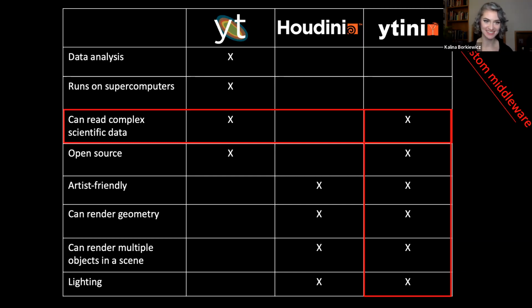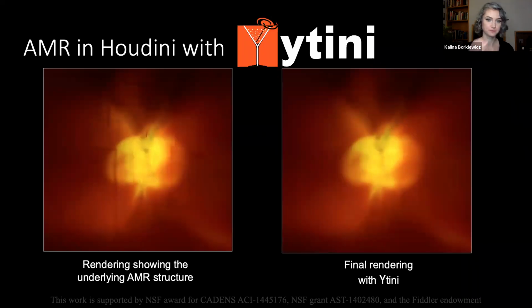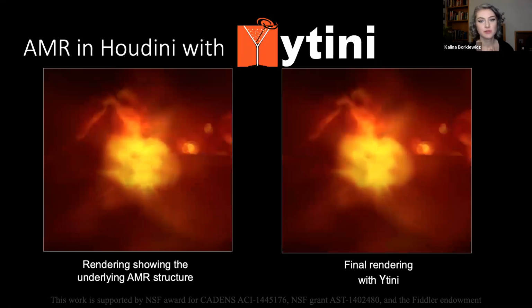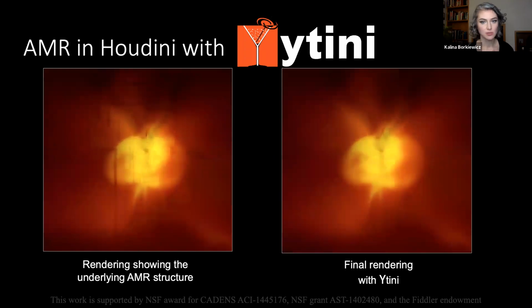But what YTini does is it uses YT as a data reader. It exports an intermediate file format that Houdini can read, and we can do the rest of our pipeline in Houdini. So we really get the best of both worlds. Here's a rendering of an AMR dataset done in Houdini with YTini. Our team had been dealing with AMR data for decades, and this is the first time that we've been able to render it in visual effects software as opposed to scientific software.